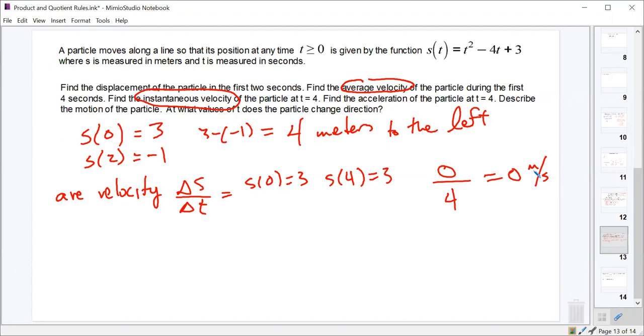Yep. Okay. So now to find the instantaneous velocity, we need to take the derivative. So for our instantaneous velocity, the derivative, s prime, should be what? What's s prime? 2t minus 4. Should be 2t minus 4. Yeah. Everybody good with that?